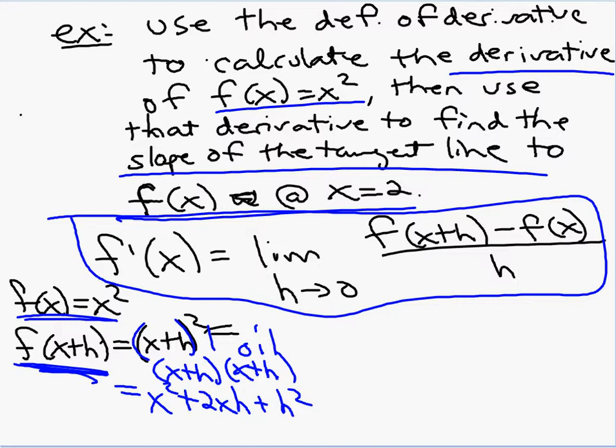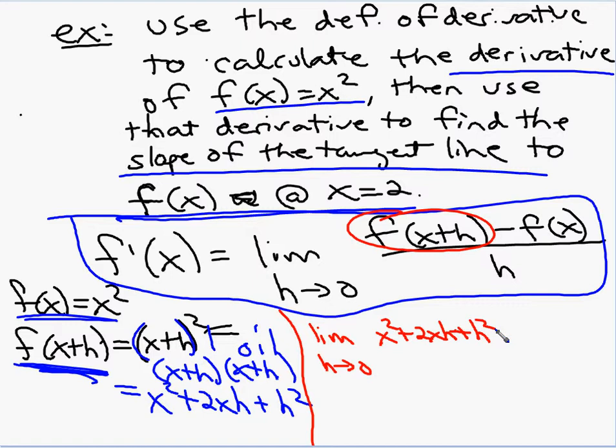So going back to my definition of derivative, I now know what f of x plus h is. So I can put that in right there. Okay, so now I have, I'm going to draw a line. I now have the limit as h approaches 0 of x squared plus 2xh plus h squared. That's what f of x plus h is. Okay. Now I need to subtract just the function. So what is the function? X squared. Very simple. And all of that needs to be over h.